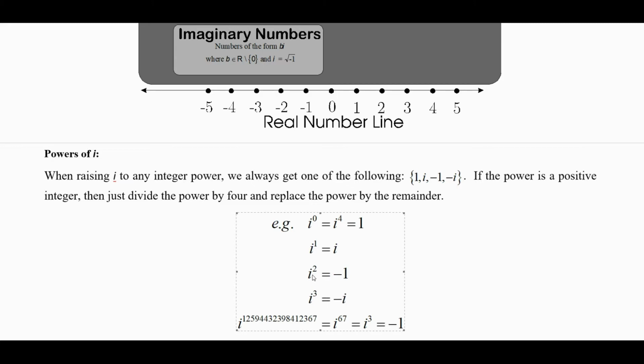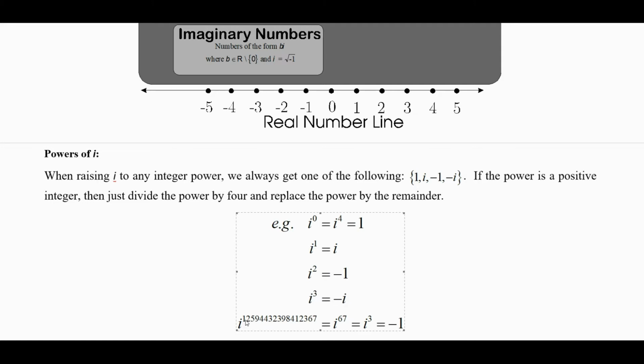i to the fourth would be i squared times i squared, which is -1 times -1, so it's back to 1. And then we see that we start getting a cyclic pattern, right? So i to the fifth would be i, i to the sixth is -1, i to the seventh is -i, and so forth. So if the power is congruent to 0 mod 4, we get 1. If the power on i is congruent to 1 mod 4, we get i. If it's congruent to 2 mod 4, we get -1. And if it's congruent to 3 mod 4, we get -i.